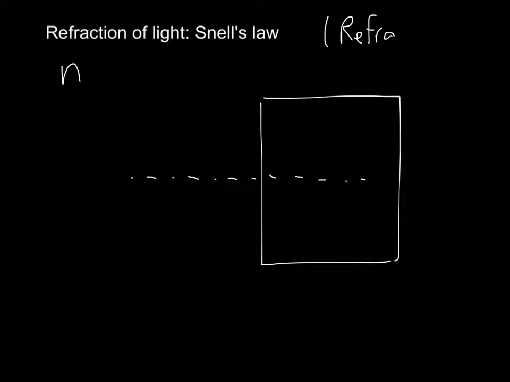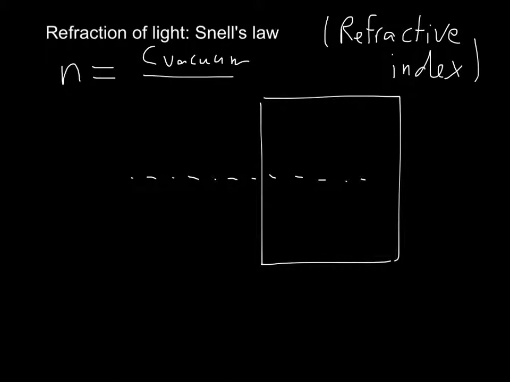So refractive index. And n tells us how much faster light travels in vacuum than in our medium. So it's always bigger than 1 because nothing travels faster than light in vacuum. So let's just define this then. n equals the speed of light in vacuum divided by the speed of light in my medium, for example in glass.